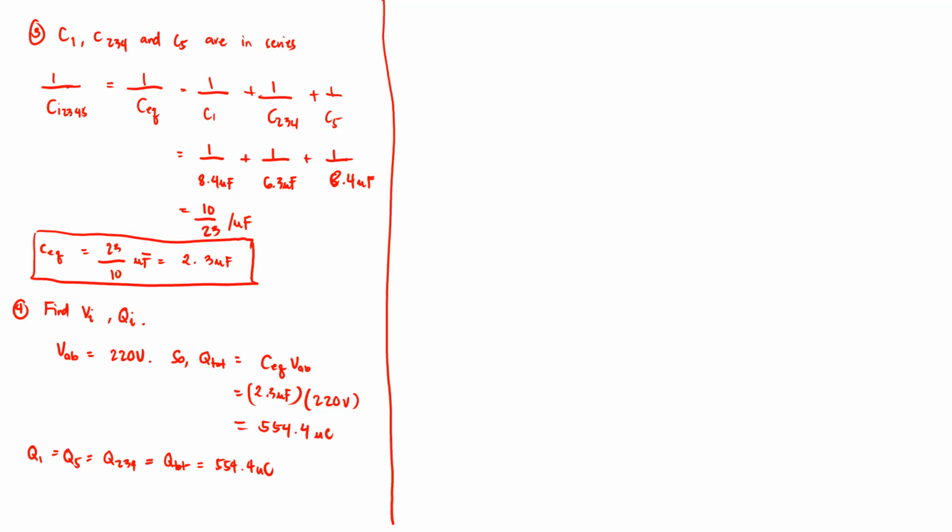Now, from here, we can get the voltage drop across C1 and C5. So V1 is equal to Q1 over C1. Your Q1 is equal to 554.4 microcoulomb, and your C1 is 8.4 microfarad. So your V1 is equal to 66 volts.